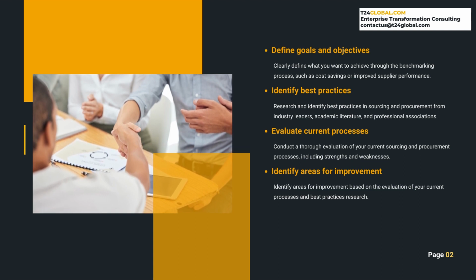Start by clearly defining the goals and objectives of the benchmarking process, such as cost savings, improved supplier performance, or increased process efficiency. Key components of this step include identifying key performance indicators, that is, KPI, and establishing a baseline for measuring progress. Key roles involved in this step include procurement and supply chain managers, as well as senior leadership.